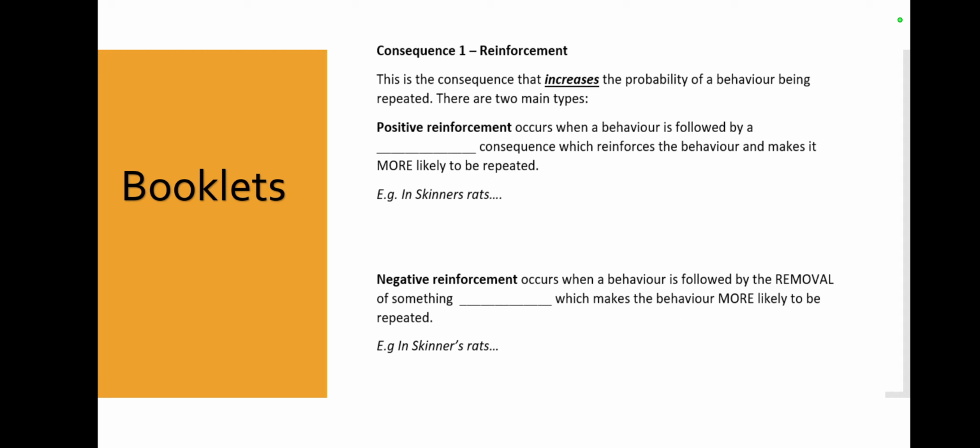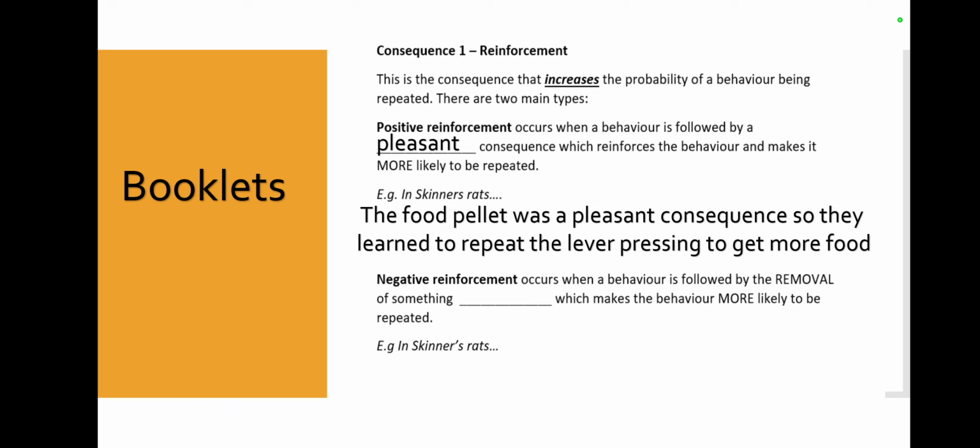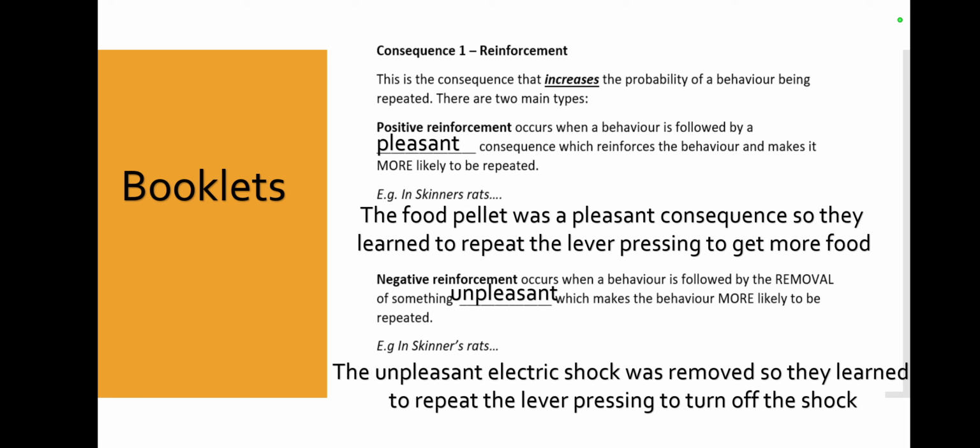Okay, and let's go ahead now and get your booklets filled in so that everything's completed for us. So consequence 1 is reinforcement. We've already said these consequences will increase the probability that behaviour is going to be repeated, and positive reinforcement occurs when a behaviour is followed by a pleasant consequence. In Skinner's rats, the food pellet was a pleasant consequence, so they learned to repeat that lever pressing to get more food. Negative reinforcement involves removing something unpleasant, which makes it more likely to be repeated. In Skinner's rats, the unpleasant electric shock was removed, so they learned to repeat the lever pressing to turn off the shock.